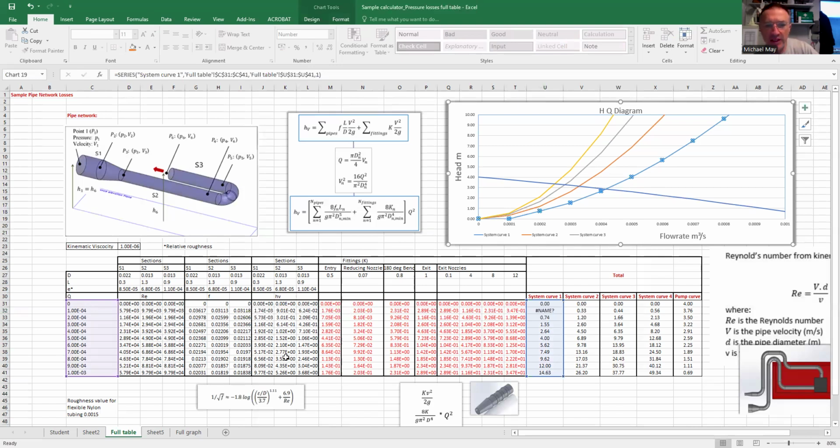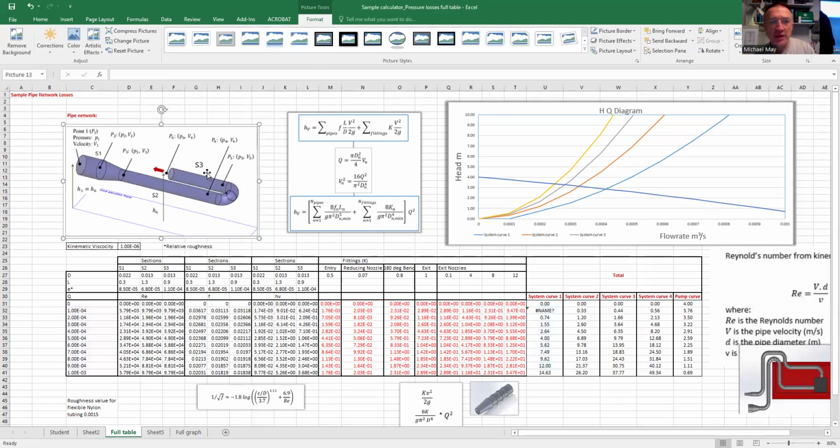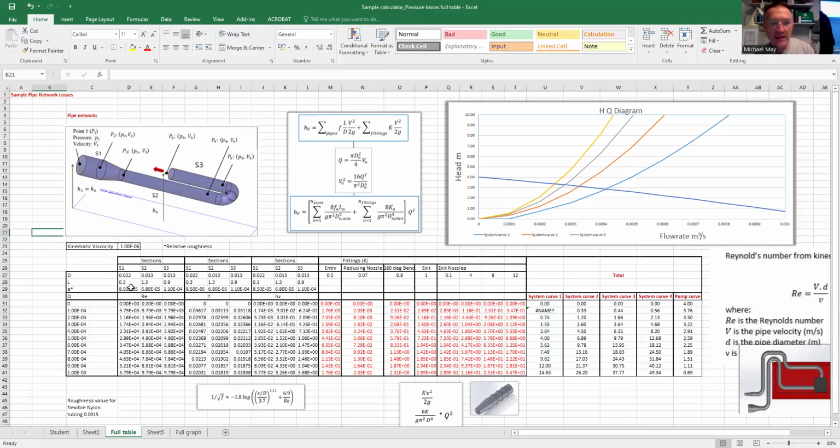So how do we arrive at these values here? The starting point, if we want to calculate the major losses in S1, S2, and S3, is to calculate Reynolds number first of all. So that's done in this section. And then that feeds into this section here, these three columns, to calculate the friction factor in S1, S2, and S3. And then they feed into calculating the major loss for S1, 2, and 3 in these three columns here. So we'll start with the Reynolds number.